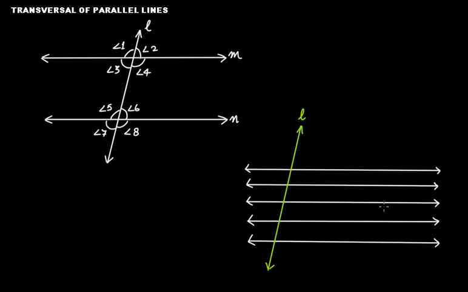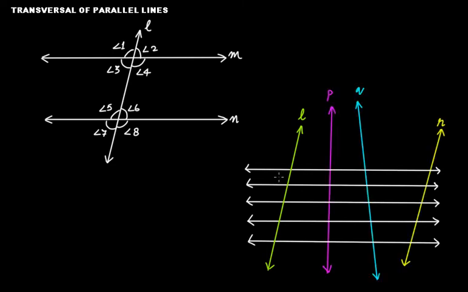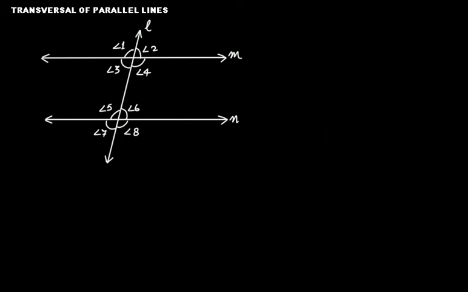So can there be more than one transversal for a given set of parallel lines? Yes, of course. Like this L is a transversal for these 5 parallel lines, P is also a transversal for these parallel lines, same thing with Q and same thing with R. So a set of parallel lines can have more than one transversal. Now let's discuss some of the properties of transversal of parallel lines.